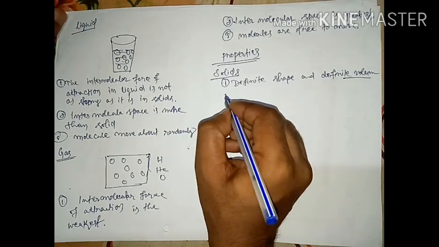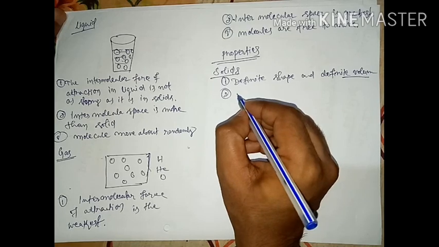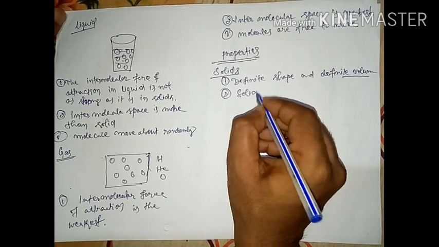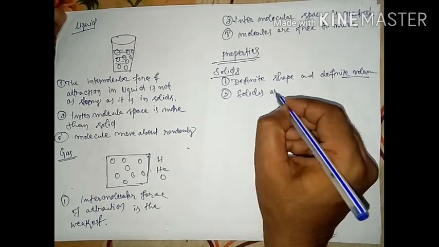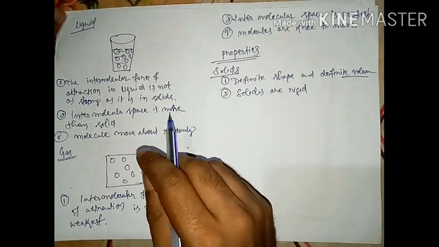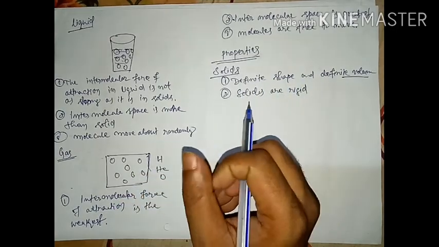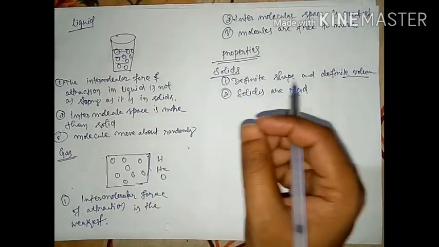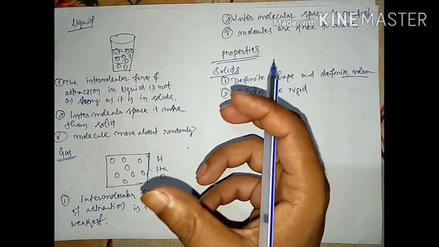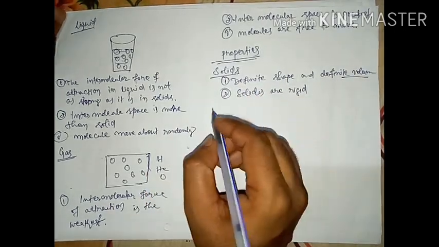Then second point, solids are usually rigid. Rigid means tight. If I give you an example of a rigid body, then rock, any wooden piece, these are rigid bodies. Non-rigid body, suppose mud is a non-rigid body. So these are rigid.